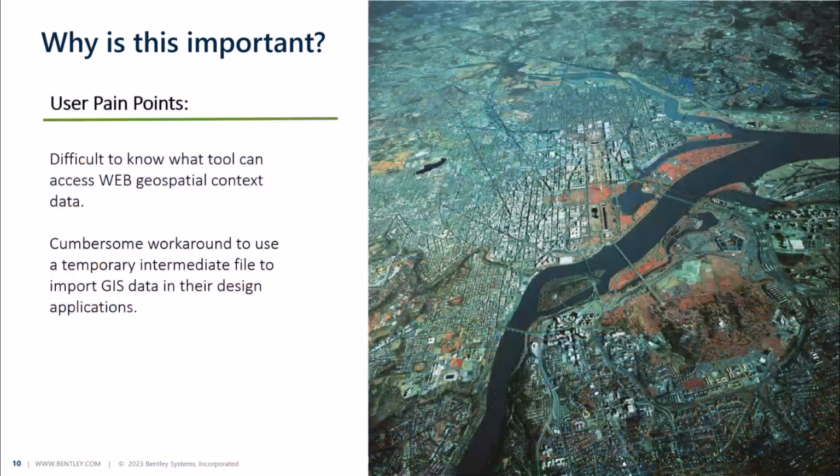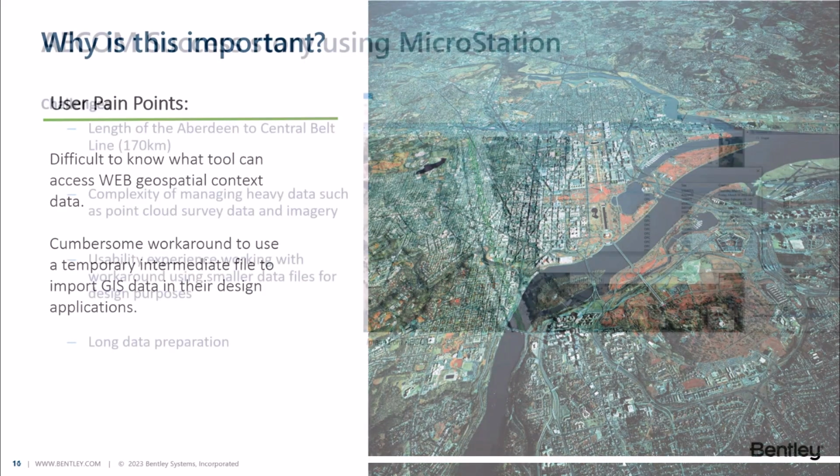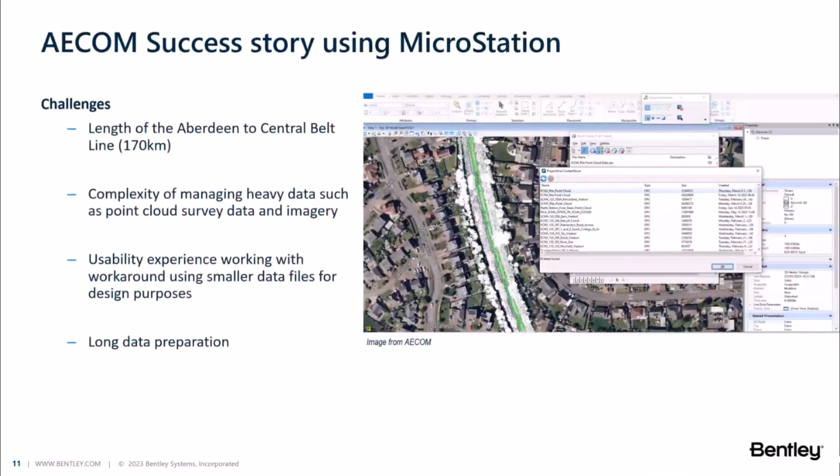We heard our users about their challenges and workarounds to bring the geospatial context. It is difficult for non-GIS MicroStation users to know what tool can access web geospatial context data. In previous releases of MicroStation, users needed to implement workarounds to view GIS data in their design applications. We did several discovery calls with our customers. Could you tell us more about these challenges, more specifically with the Aberdeen to Central Bell project?